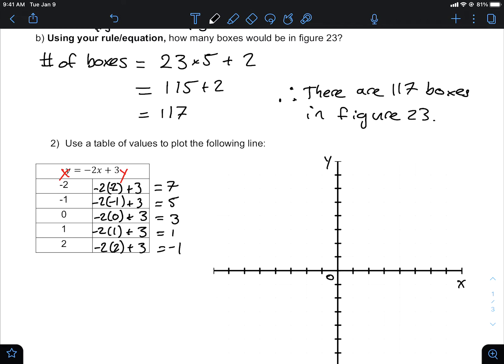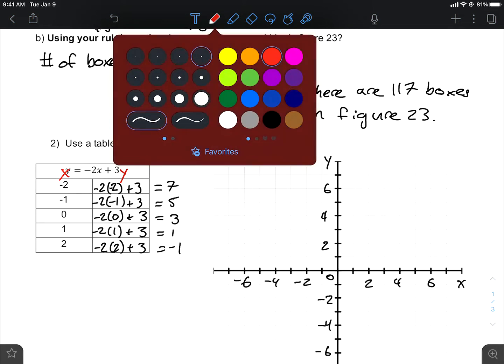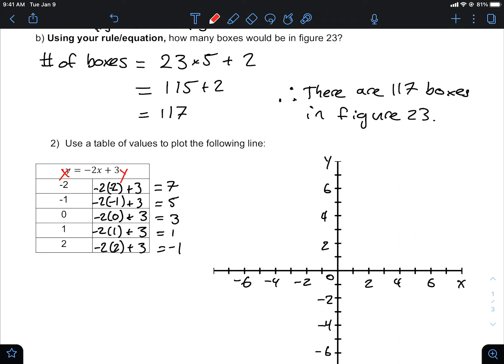And you also want to make sure that you label each axis with the scale. You don't have to label every single one, so I'm just labeling every other tick mark here, just so you know that every tick mark is going to go up 1. But you really just need to label it enough that whoever is looking at it can understand what your scale is just by looking at it. But yeah, so now that we've done that, we can plot these points.